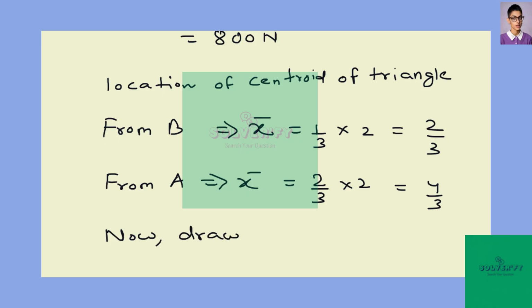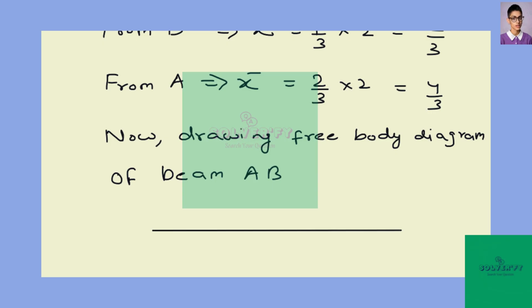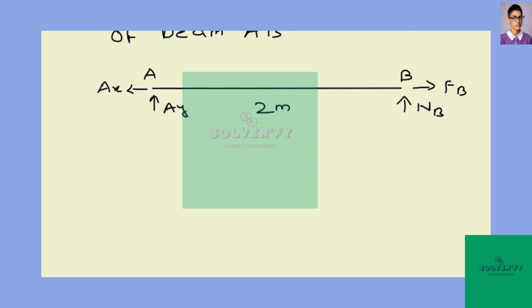Now drawing the free body diagram of beam AB. Just draw it very carefully so that you can get all the forces accurately. Here it is AX, here it is AY, length is 2 meter, here it is FB and here it is NB.